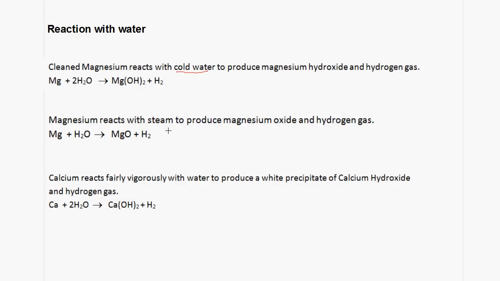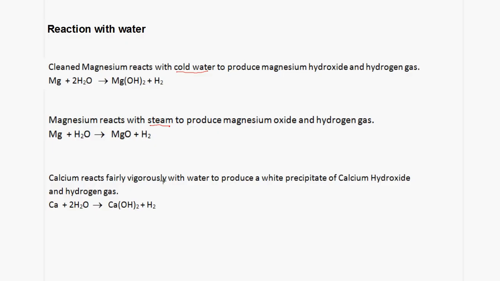Now you get a different reaction when magnesium reacts with steam. What you get this time is magnesium oxide and hydrogen gas. These are common questions that you could get. So magnesium and cold water will give you magnesium hydroxide, and magnesium and steam will give you magnesium oxide. So Mg plus H2O produces MgO plus H2.